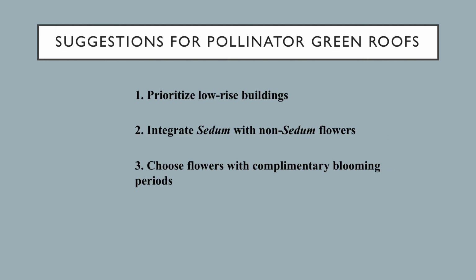We highly suggest that any future pollinator green roof project prioritize low-rise buildings for habitat, and that they integrate sedum with non-sedum flowering plants onto the green roof. We also suggest that they intentionally choose flowers that have complementary blooming periods to increase the access of the roof to a diverse group of pollinators.